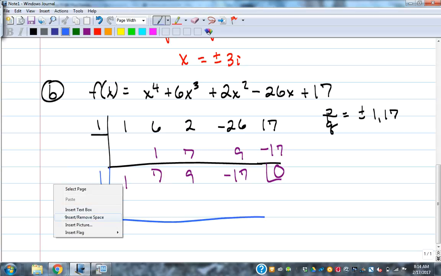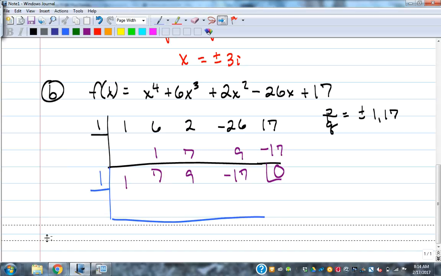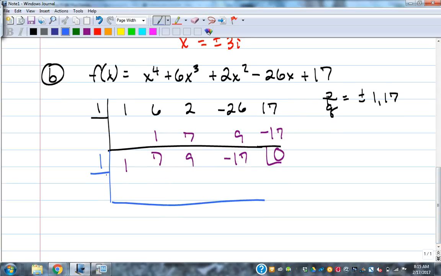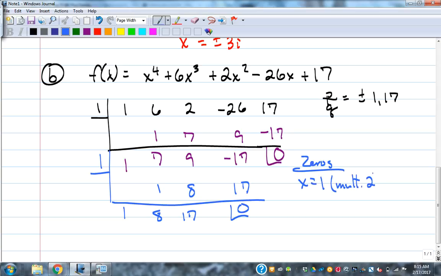It's called synthetic division. All right, and then I'm going to run the 1 through again because I know it works an even number of times. And there we go. Hey, good deal. So I'm going to go ahead and write my zeros: x equals 1 with a multiplicity of 2.